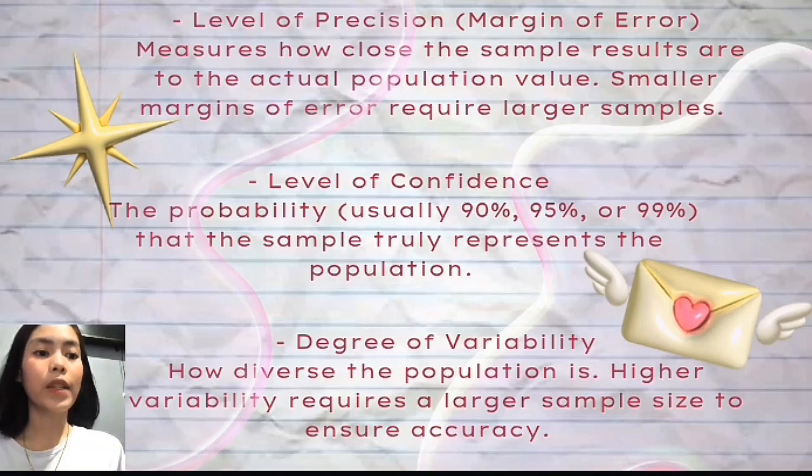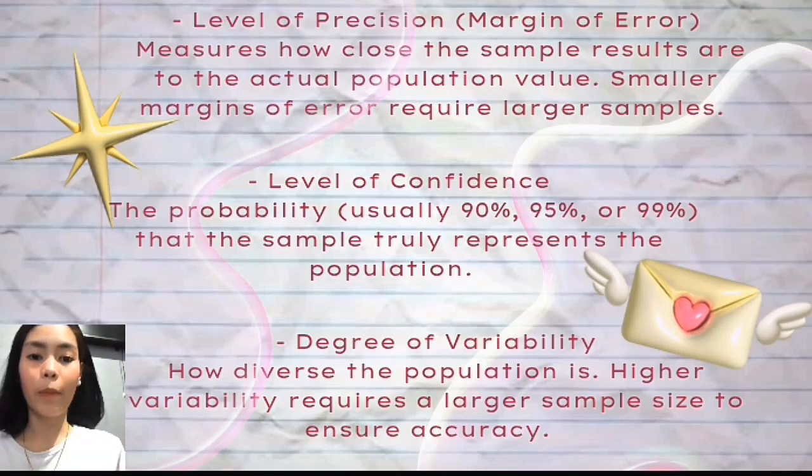1. Level of precision or margin of error. Measures how close the sample results are to the actual population value. Smaller margins of error require larger samples. Next, level of confidence. The probability, usually 90%, 95%, or 99%, that the sample truly represents the population.